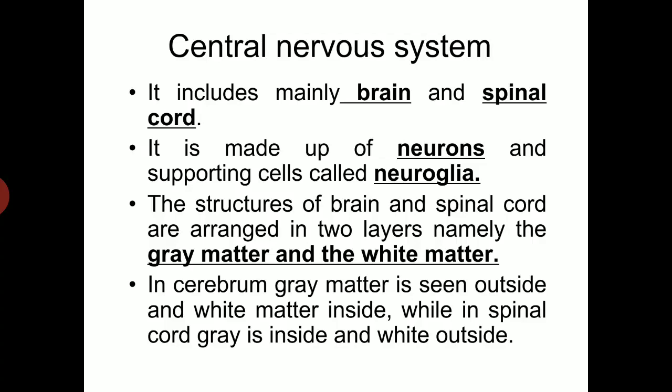Now, central nervous system. We know that it is made up of brain and spinal cord. Now, the whole tissue of the brain and spinal cord is made up of neurons and supporting cells, neuroglia. The structures of brain and spinal cord are arranged in two layers, namely the gray matter and white matter. In cerebrum, or we can say in cerebral cortex, gray matter is seen outside and white matter inside, while in spinal cord, gray matter inside and white matter outside.